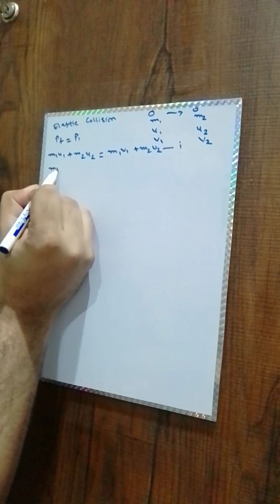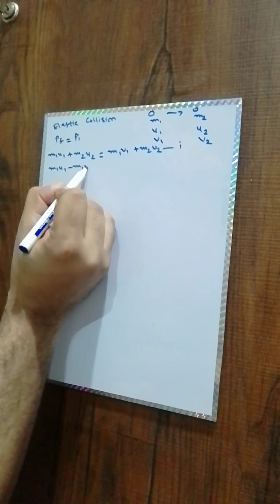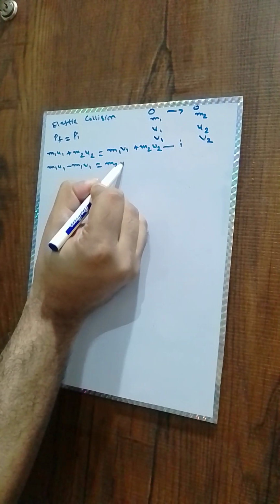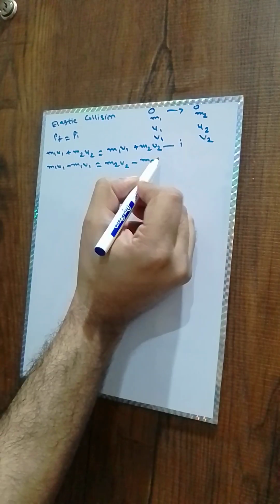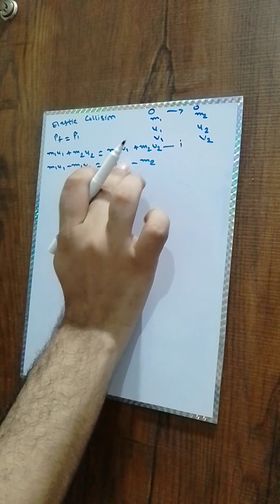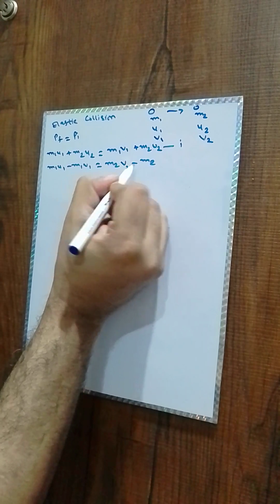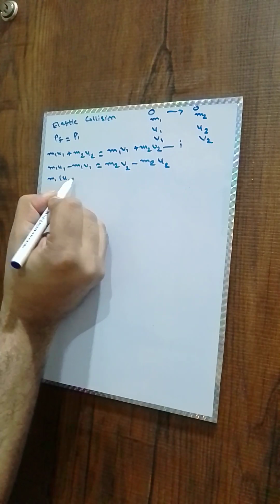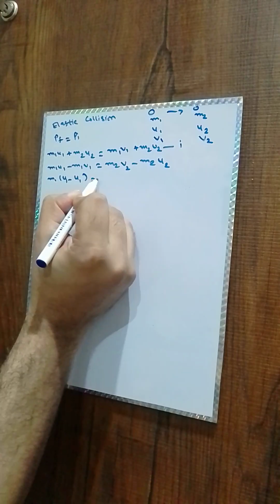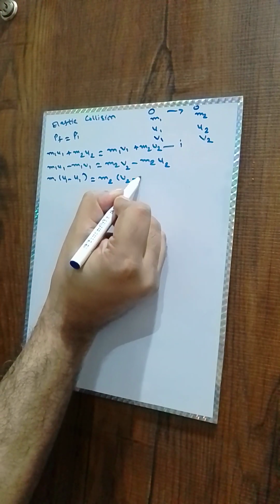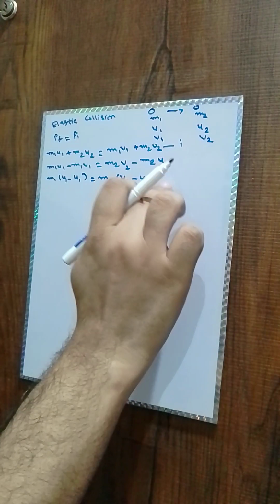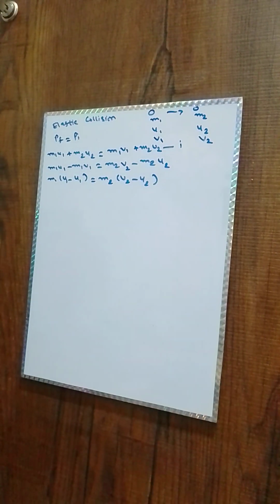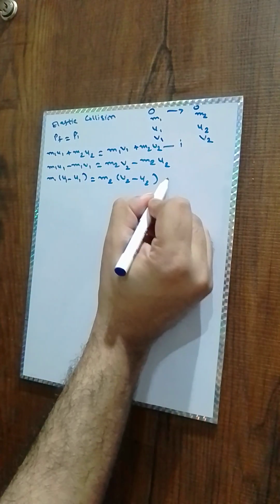We rearrange: m1 u1 minus m1 v1 is equal to m2 v2 minus m2 u2. Okay, m1 (u1 minus v1) is equal to m2 (v2 minus u2). So this is the second form, the second equation here.